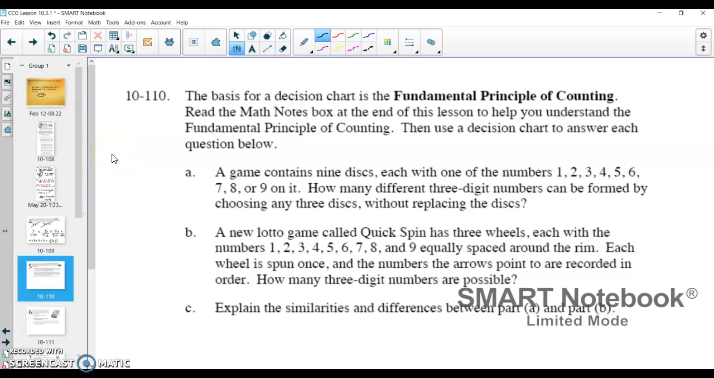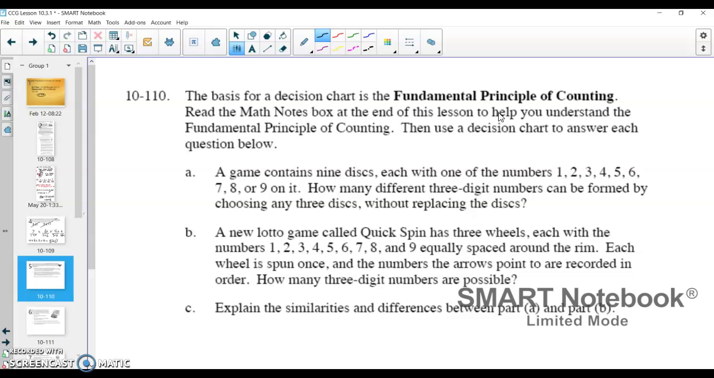So here's the introduction to this. The basis for a decision chart is the fundamental principle of counting. I will put up the math notes box at the end of this video, but make sure you go to the ebook at this point. Pause the video, go to the ebook, and look at that math notes box. They do a nice job explaining the fundamental principle of counting. You will have to go to the ebook to do that. But at the end of the lesson, we'll help you understand the fundamental principle of counting, but I'd like you to do it now. And then we're going to use decision charts here to answer each question.